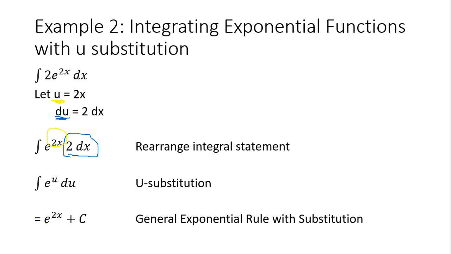Now, if you check your work, the derivative of e to the 2x is e to the 2x times the derivative of its exponent, which is 2. And they match. So my integrand and the derivative of my final answer match.